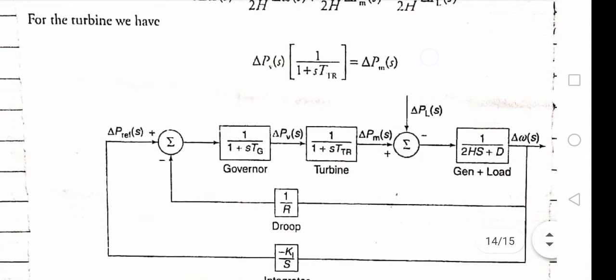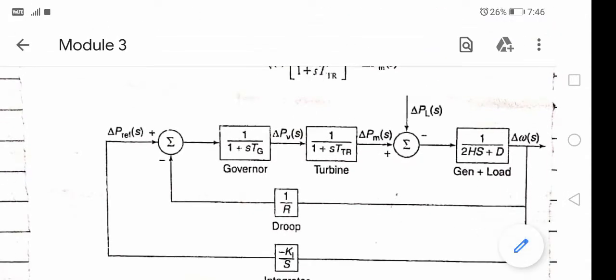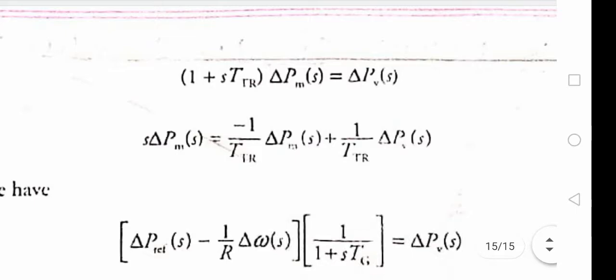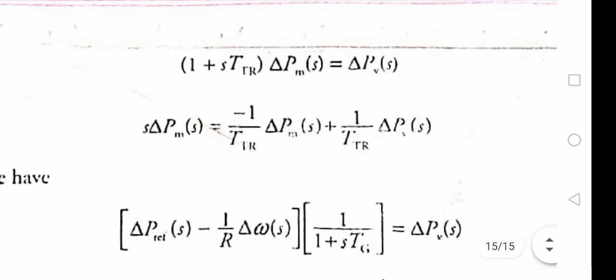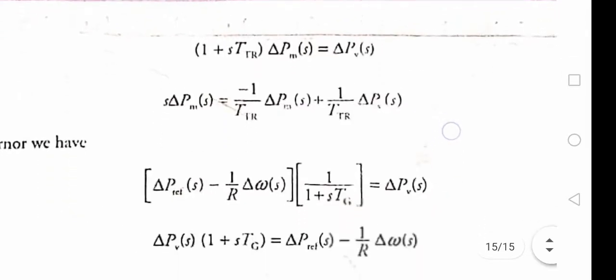The same thing you have to do: multiply this 1 plus S TTR with delta PM of S. So the equation will become 1 plus S TTR into delta PM of S is equal to delta PV of S. Then, in all the equations, at last you need to multiply with S and divide by the constant. So S of delta PM of S is equal to minus 1 divided by TTR of delta PM of S plus 1 divided by TTR of delta PV of S. If you divide all the terms by TTR, then you will get the equation for the turbine.